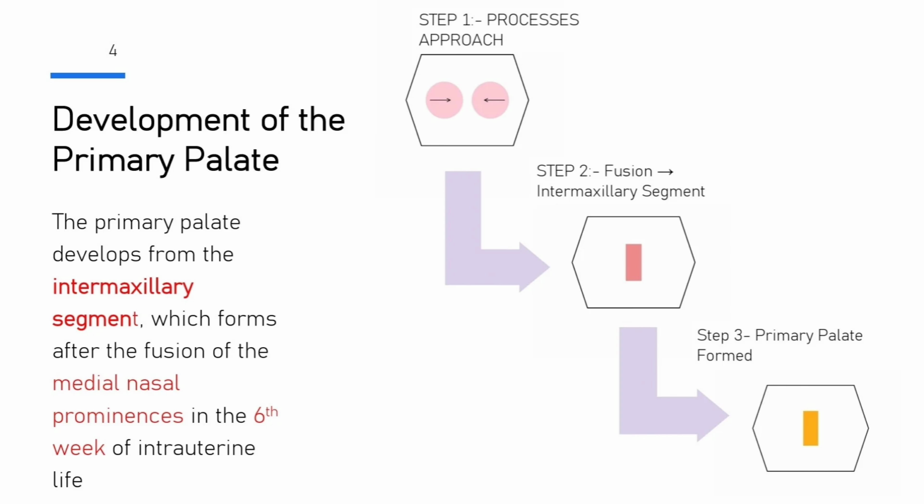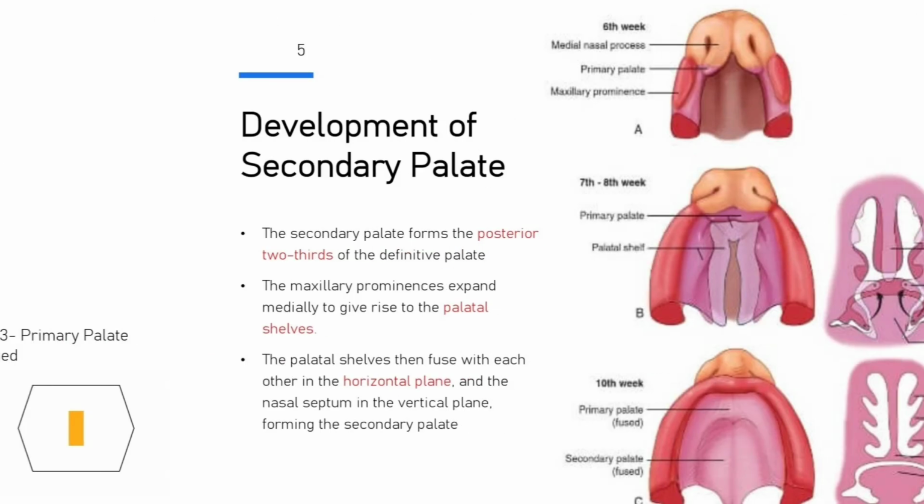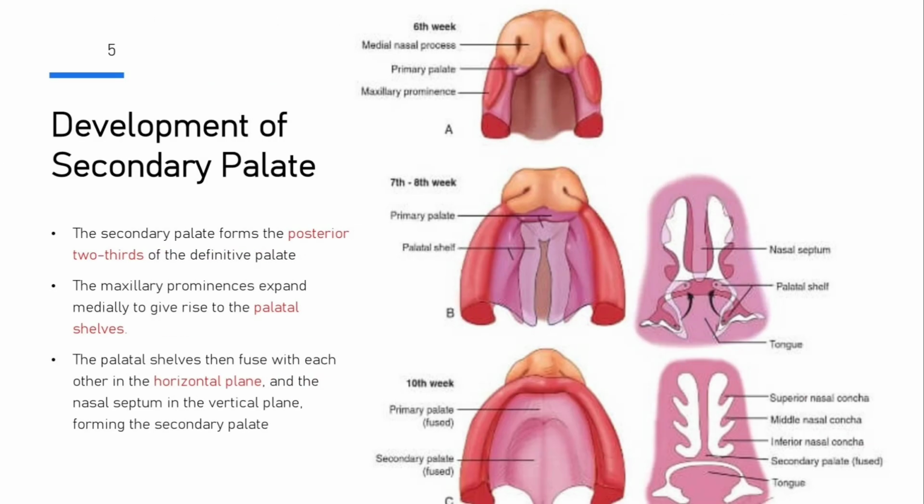An important point you should remember is that primary palate develops from the intermaxillary segment, and second, it occurs in the 6th week of intrauterine life. Now the development of secondary palate.